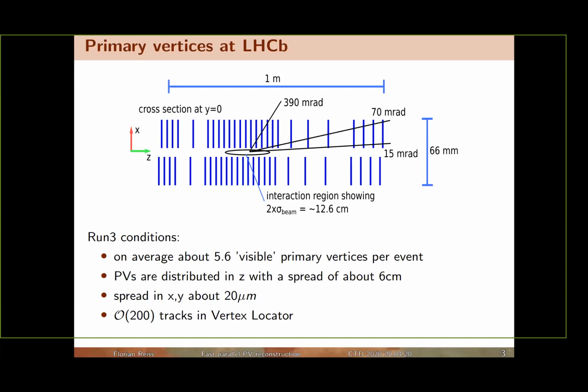The particles originating from the interaction region traverse the Velo as straight lines, and based on those reconstructed straight lines in the Velo, we are able to reconstruct PVs.